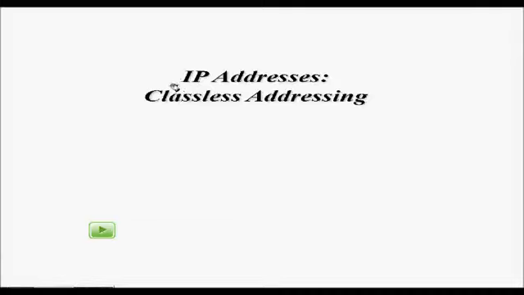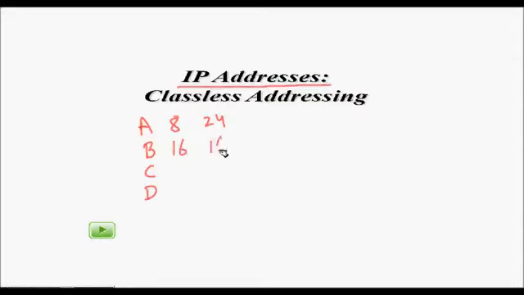Hello friends, in this lecture we are going to learn about classless IP addressing. Last time we learned about classful IP addressing, where we saw that our addresses could be categorized into class A, B, C and D, where class A had 8 bits for the network ID and 24 bits for your host ID. Class B had 16 bits for your network ID and 16 bits for your host, and class C had 24 bits for the network ID and just 8 bits for the host ID, and so on.